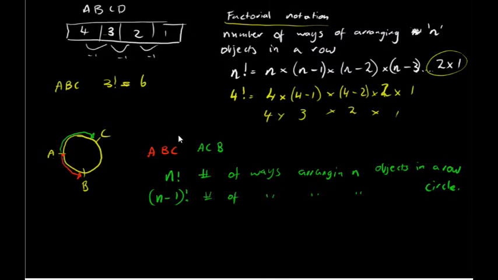Okay, n take 1 factorial. So this one I had 3 different, A, B, or C. So it would be 3 take 1 factorial, which is 2 factorial. It's just simply 2, which is what we had, 1 and 2. So that's in a circle. So slightly different. In a row, it's just n factorial, and n take 1 factorial for circles.